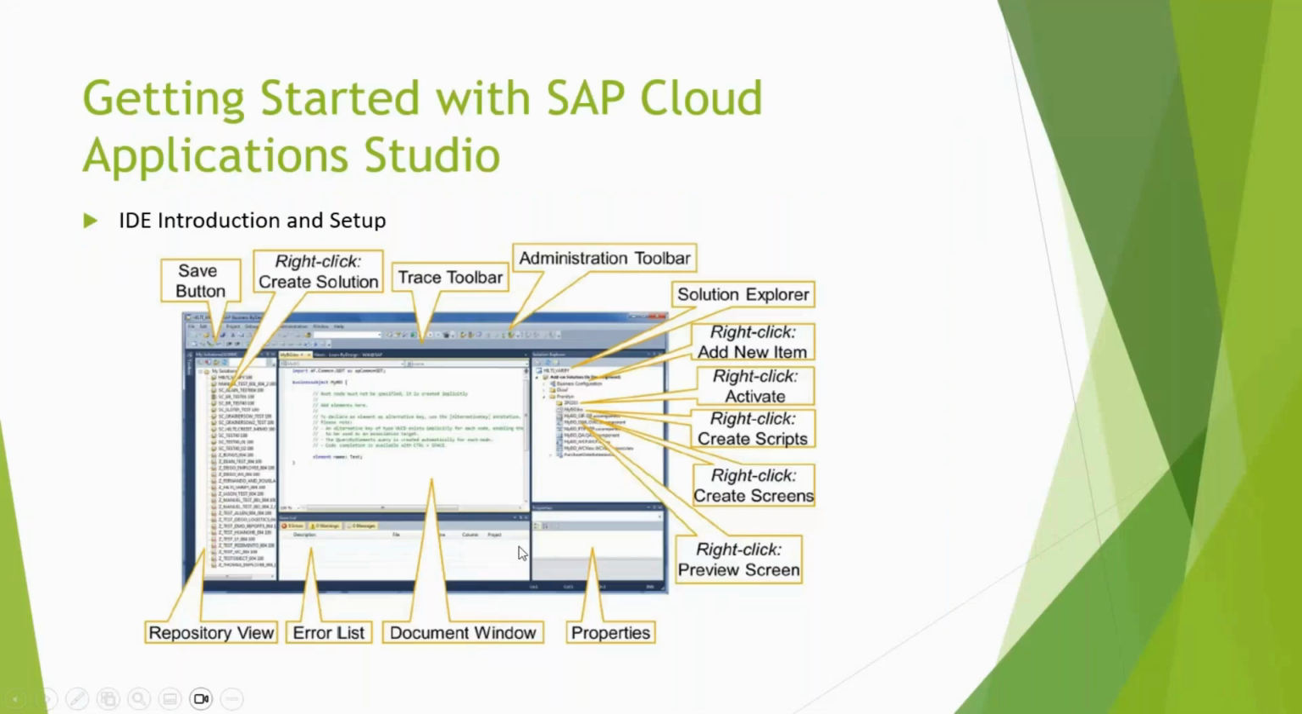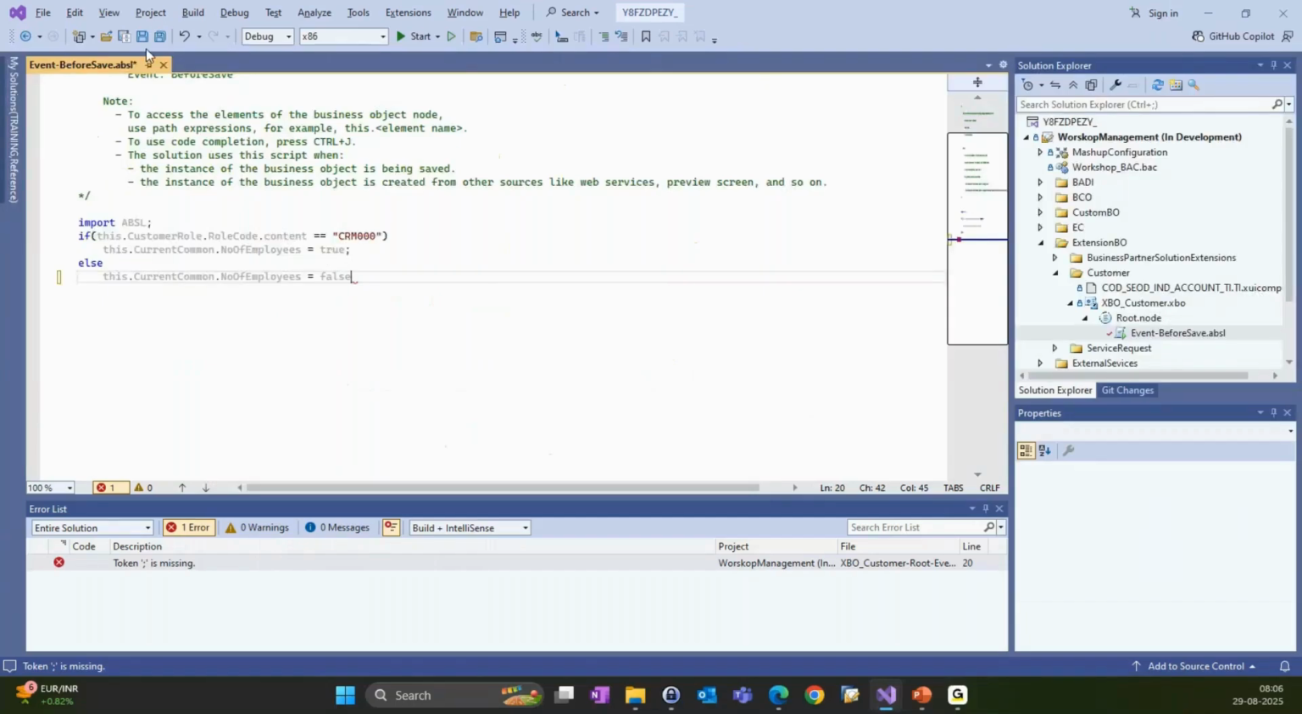And then these are the buttons: this is to save and activate a script file, going forward we'll see. And then this is to start a debugger. These are the main things which we use here.